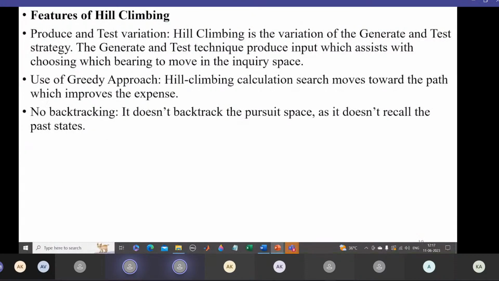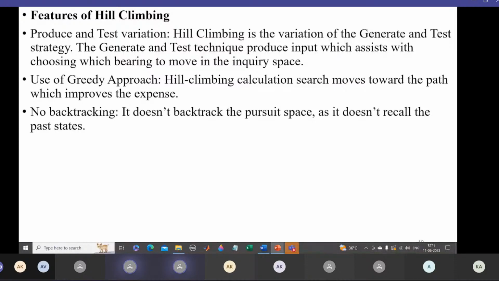So what are the features here? It has a produce and test variation. So it is a variation of generate and test strategy. So here, what is the generate and test technique? Produces the input which assists with choosing which bearing to move in the inquiries. In the inquiry state la endha move ku nama porom solradha generate and test.